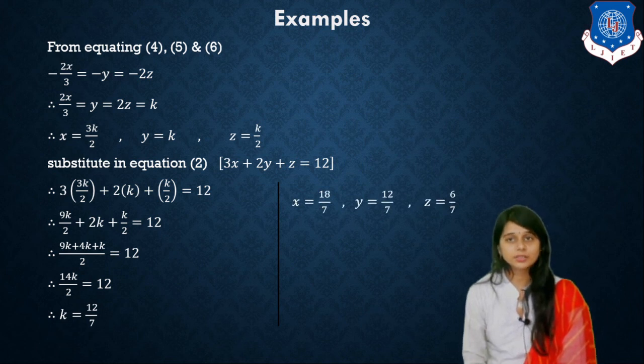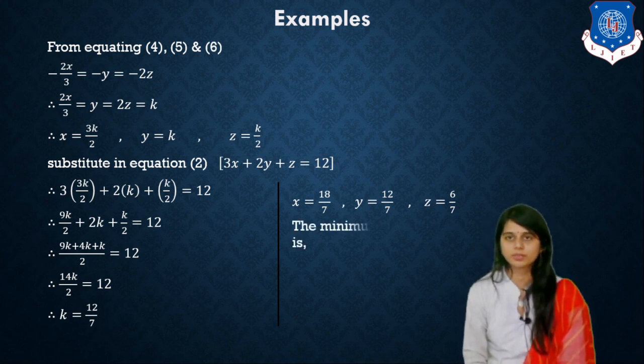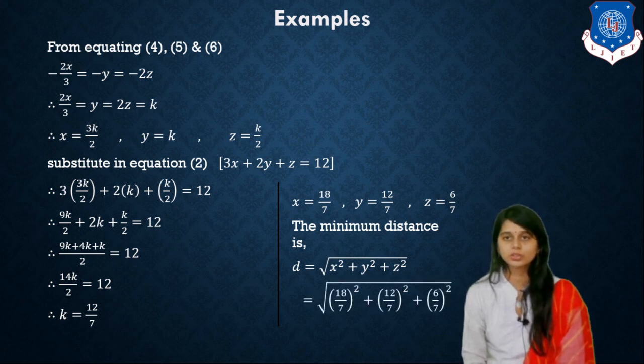If we take x equal to 3k by 2 and put the value of k equal to 12 by 7, then x equal to 18 by 7, y equal to 12 by 7 and z equal to 6 by 7. The minimum distance is d equal to under root x square plus y square plus z square. Put the values of x, y and z in the equation. We get under root 504 divided by 7 as the answer for the minimum distance.